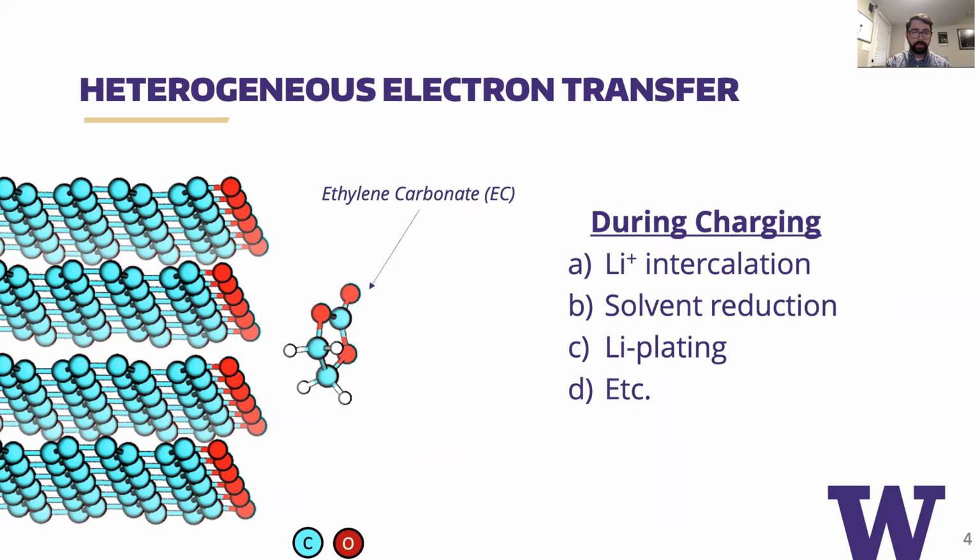So first, we could just have lithium intercalation, which is the preferred process during charging. However, we could also have an electron hop from the surface onto one of the electrolyte solvent molecules. Now, if the temperatures are low enough and the voltage is high enough, we can even have lithium plating, where a lithium ion is reduced to lithium metal and deposits on the anode. And there's several other processes that can also occur.